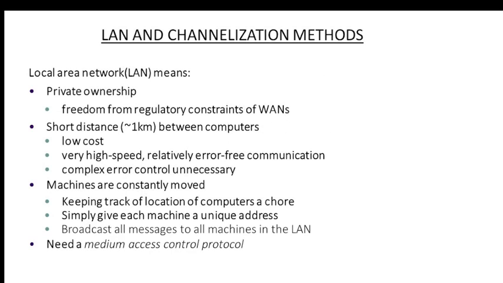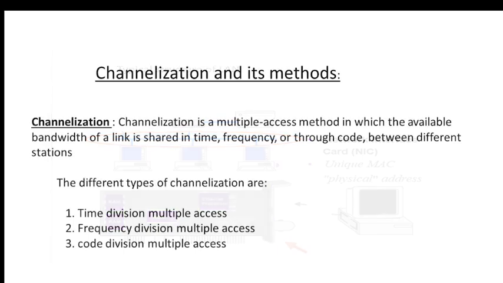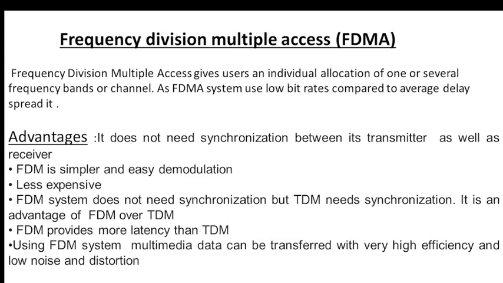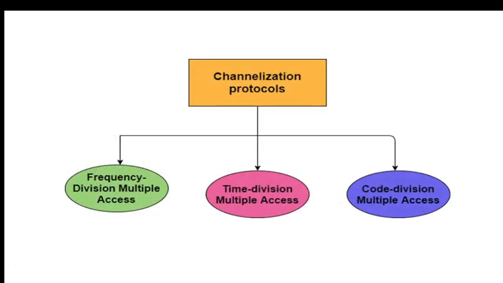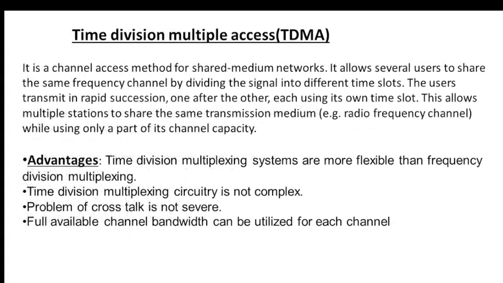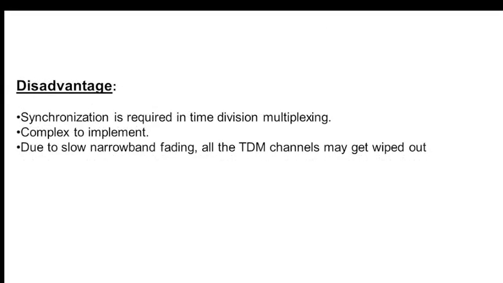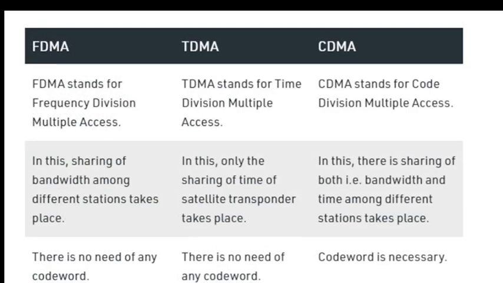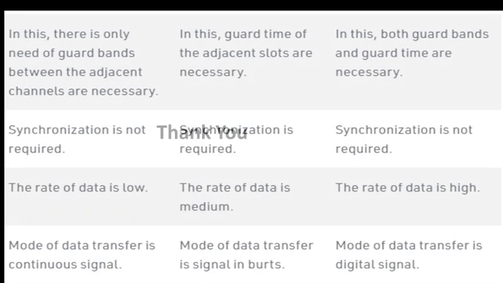This is about this session. In this session, we discussed the LAN and the channelization methods, the different types of channelization processes: FDMA, TDMA and CDMA. What is FDMA, its advantages and disadvantages. What is TDMA, its advantages and disadvantages. What is CDMA, its advantages and disadvantages. And the comparison or differences between FDMA, TDMA and CDMA. This is about this session.